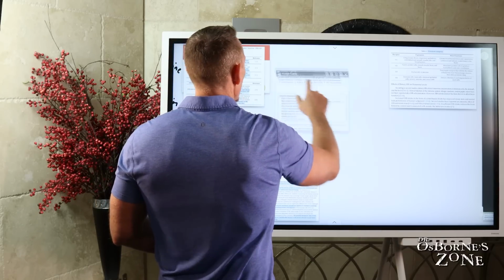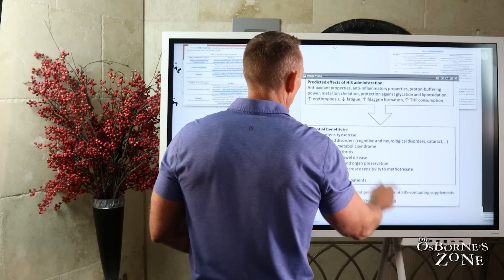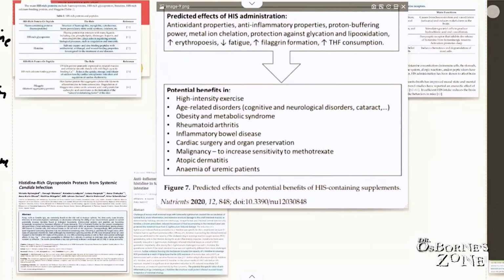Okay, let's look at some of the research here. This is a really good study, and you can see here the predicted effects of histidine administration. We know that histidine has antioxidant properties, anti-inflammatory properties, protein buffering power, is a metal ion chelator, and offers protection against glycation, which is against high blood sugar, as well as oxidation of fats in the bloodstream. We know that histidine improves erythropoiesis. What does that mean? That's red blood cell production. So it helps your body make red blood cells, which are critical in carrying oxygen to your tissue.